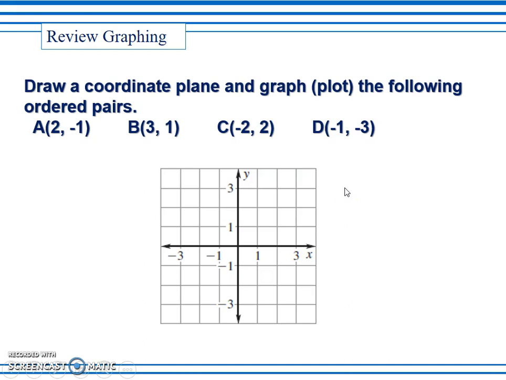So let's see how you did. Here is point 2, -1. Here is point 3, 1. Here is point -2, 2. And here is point -1, -3.